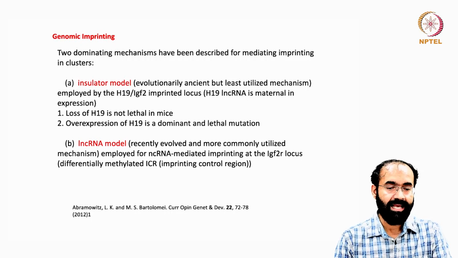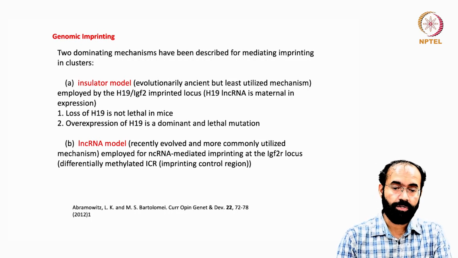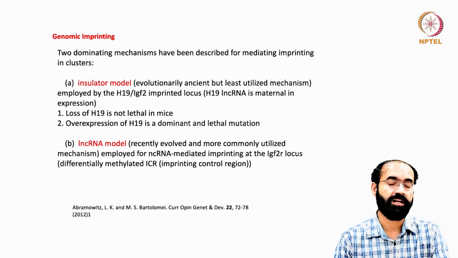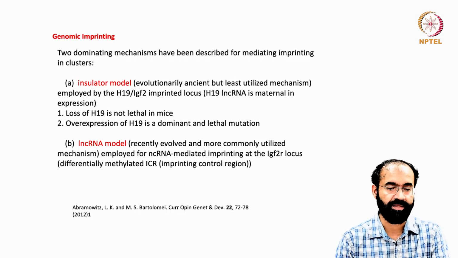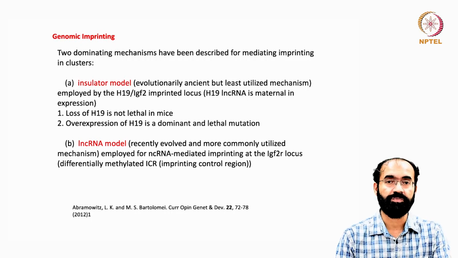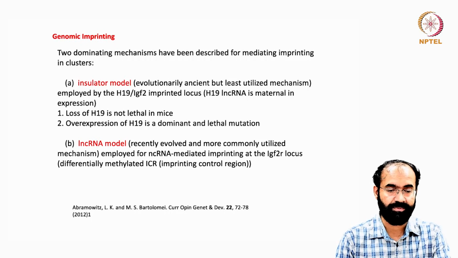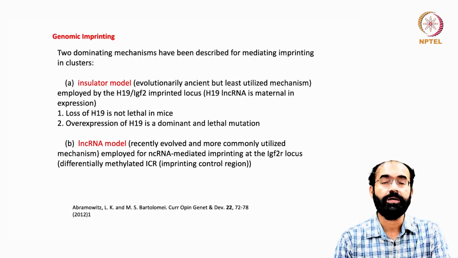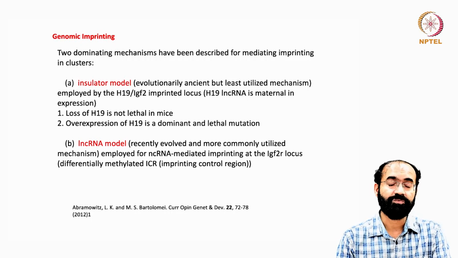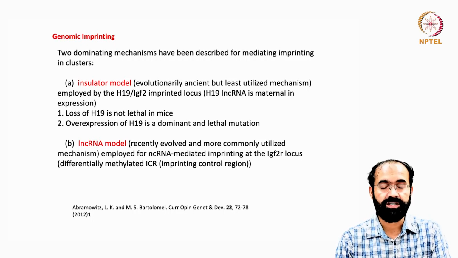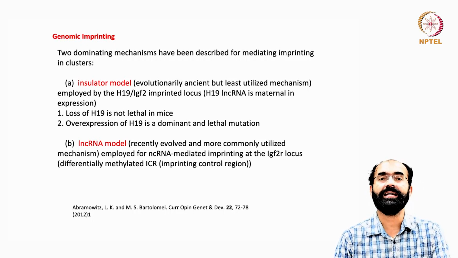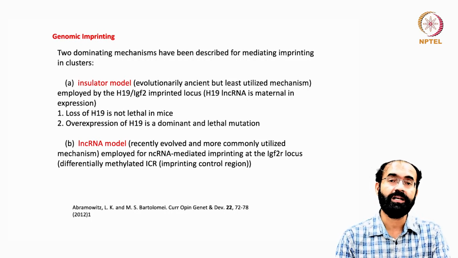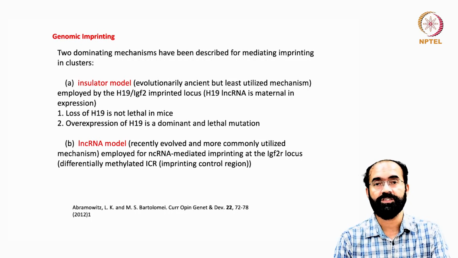And another model is the lncRNA model, model number 2. That is a recently evolved and more commonly utilized mechanism. Recently means on an evolutionary timescale, not a couple of years or something. It is for the past few thousand years. It is the latest evolved mechanism, the lncRNA model. It is employed for non-coding RNA-mediated imprinting at the IGF2R locus, R standing for receptor, which has a differentially methylated ICR, the imprinting control region. So what we should understand is that genomic imprinting can follow either an insulator model, the old model, or an lncRNA model, the new model.